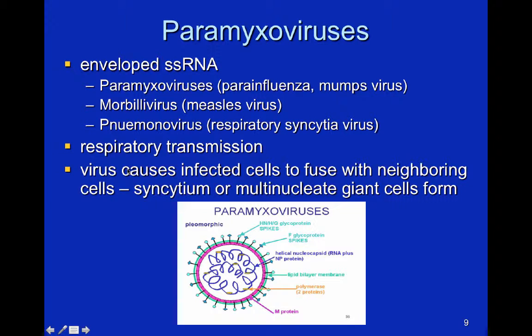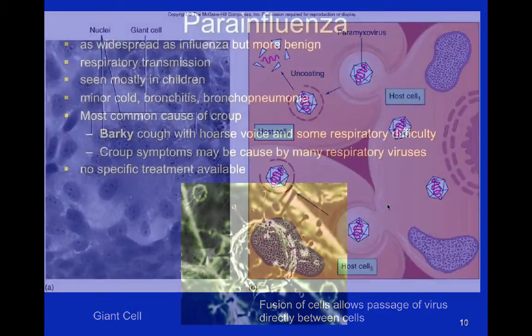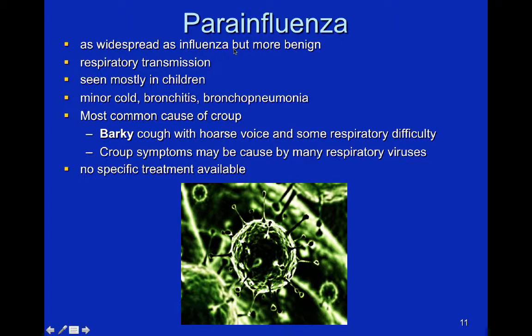And these viruses cause the infected cells to fuse with neighboring cells. So this cytopathic effect is referred to as syncytium, or also multinucleated cells can form. So these are cells that have multiple nuclei. And this is an electron micrograph showing a swollen multinucleated cell here on the right, this syncytia phenomenon that I was just referring to. So this would be the fusion of cells, and this actually allows the virus to replicate more efficiently.